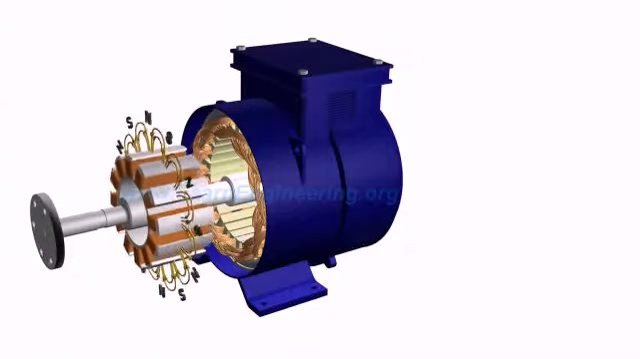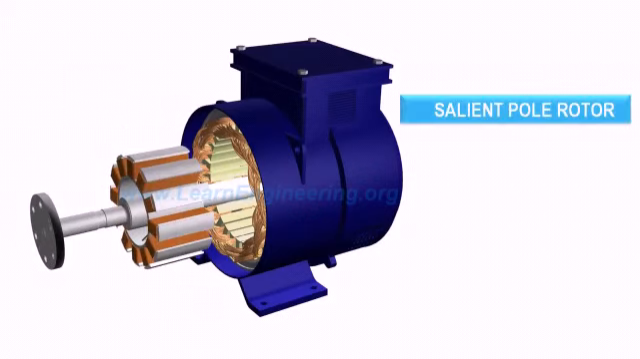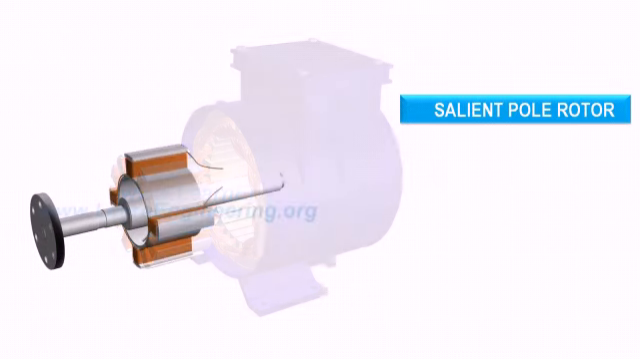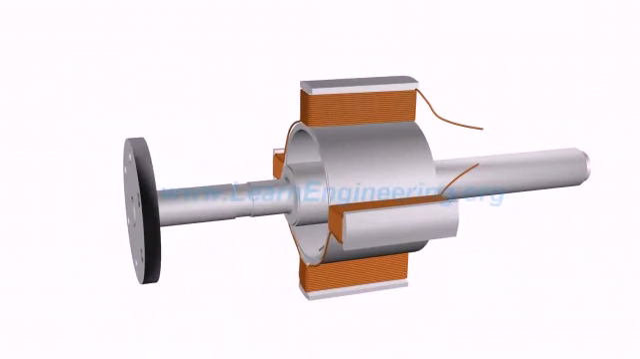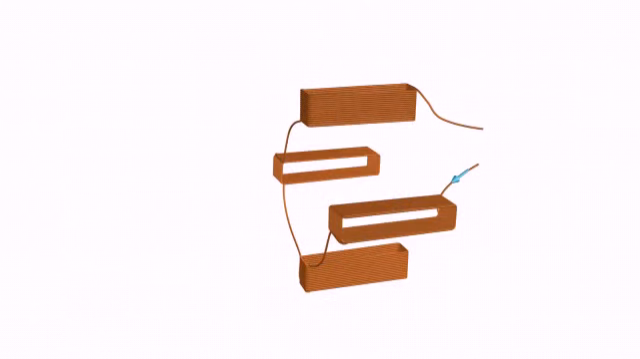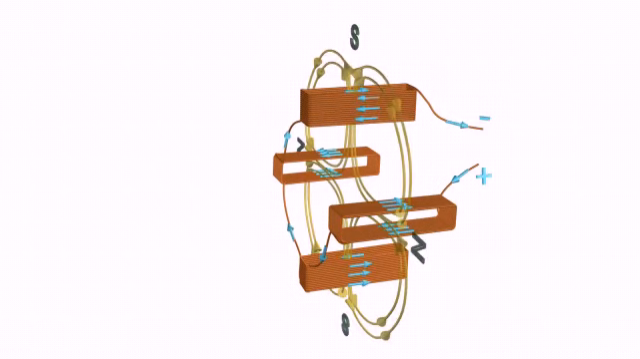This kind of rotor, shown here, is known as a salient pole rotor. For gaining better insight into its working, let's consider a rotor with just 4 poles. Rotor coils are excited with a DC power source. The magnetic field produced around it would be as shown.